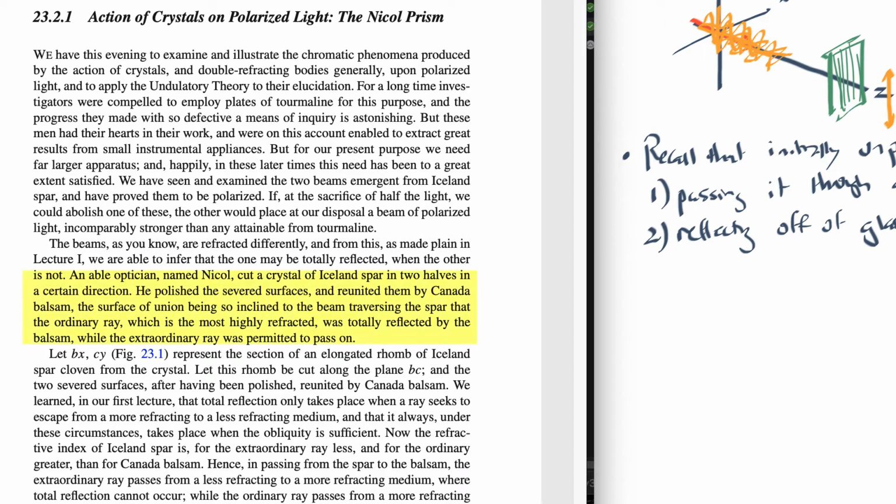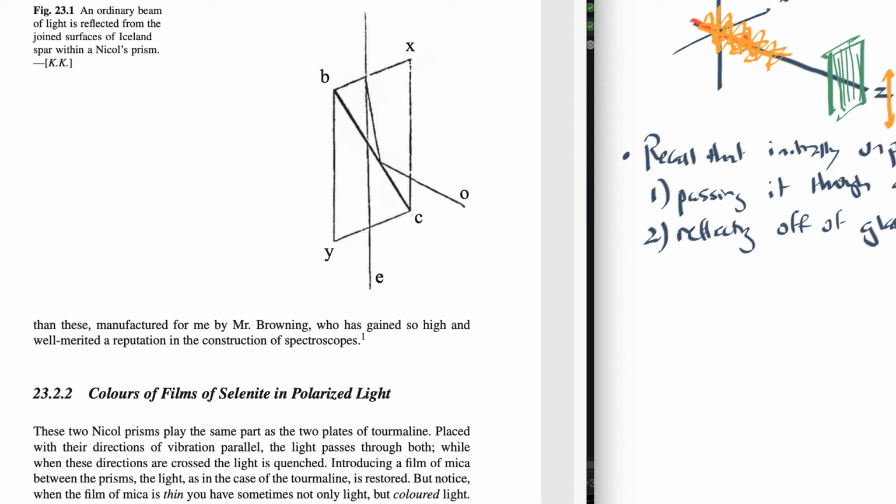He mentions that an able optician named Nicol cut a crystal of Iceland spar in two halves in a certain direction. He polished the severed surfaces and reunited them by Canada balsam, the surface of union being so inclined to the beam traversing the spar that the ordinary ray, which is the most highly refracted, was totally reflected by the balsam, while the extraordinary ray was permitted to pass on. That is depicted in this picture, figure 23.1.